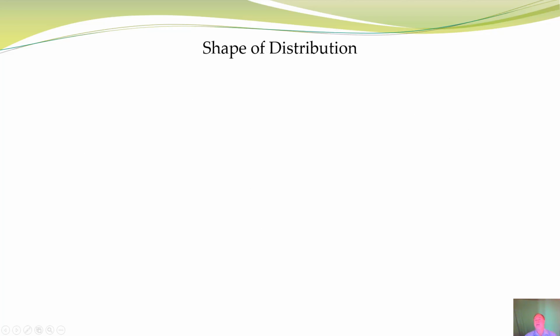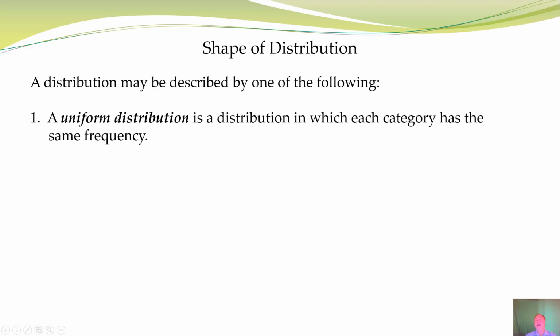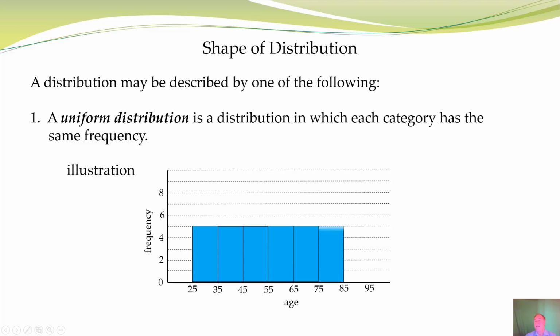Okay, next, shape of a distribution. A distribution may be described by one of the following. There are 4 ways to describe the shape of a distribution. First, we could have a uniform distribution. This is a distribution in which each category has the same frequency. Now, an illustration of this would be if I had the following. From 25 to 35, let's say I had 5. 35 to 45 was 5. 45 to 50 was 5. Every category has exactly the same frequency. This would be a uniform distribution.